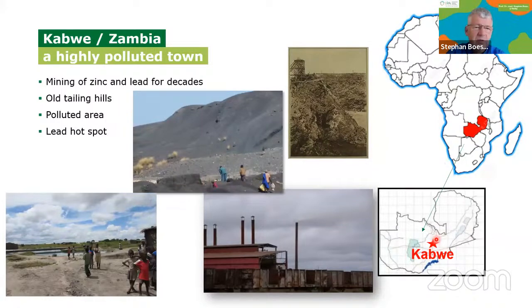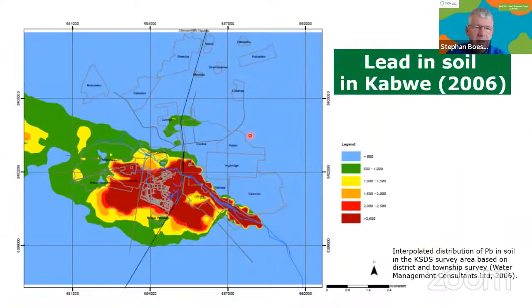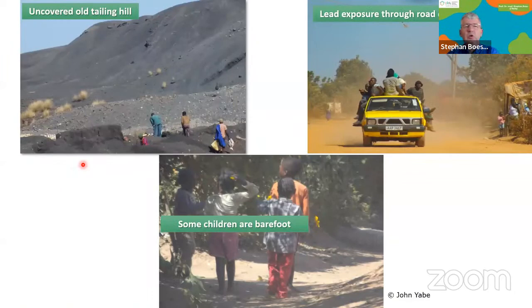So we have a lot of kids exposed in this part of the world. Here on this slide, you see the tailing hill as such, and in red, you see the very high levels of lead in soil. And then you see, especially where the wind is blowing in this direction, that there are still increased levels of lead in the different townships. Does this have an impact on kids was the question. And yes, as I will show, it does.